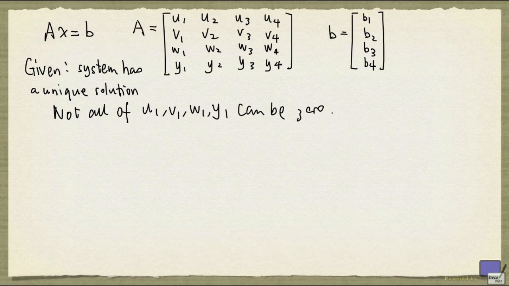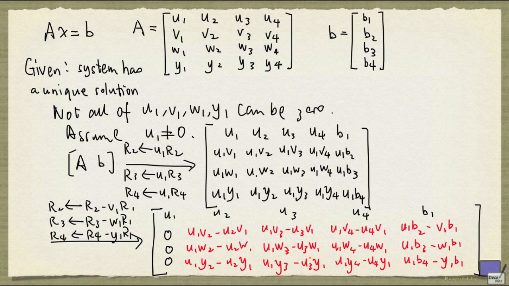So what we do is we are going to assume that U1 is non-zero and perform row reduction on the augmented matrix to clear out the entries under U1. And doing that will give you this. Now, if you look at rows 2, 3, and 4, it gives you a system involving only x2, x3, and x4. And there's a square system. And that also has to have a unique solution.